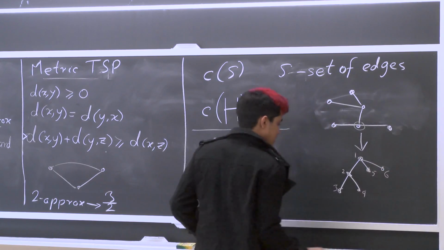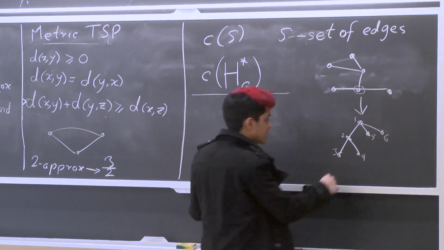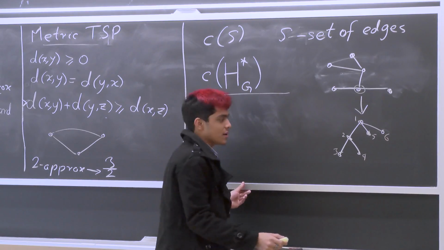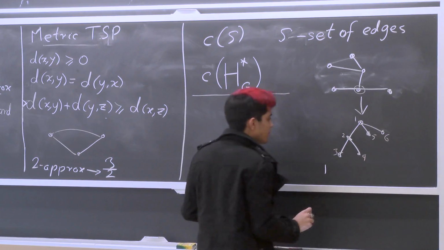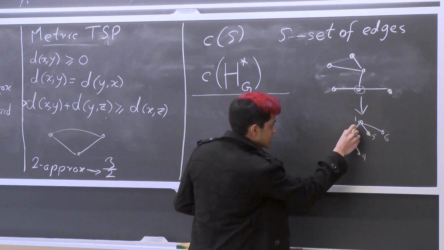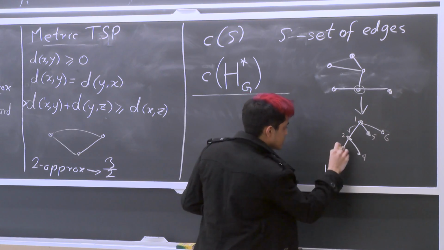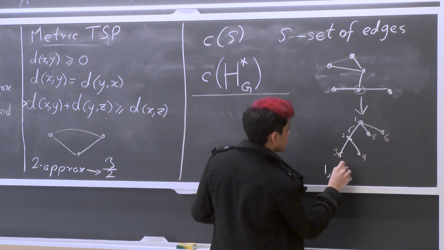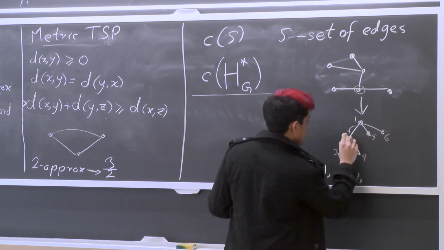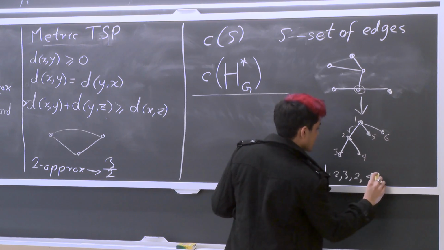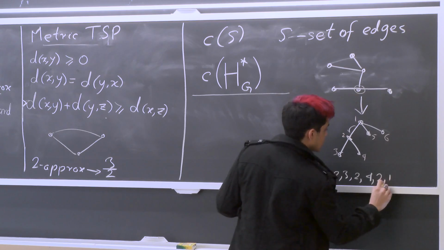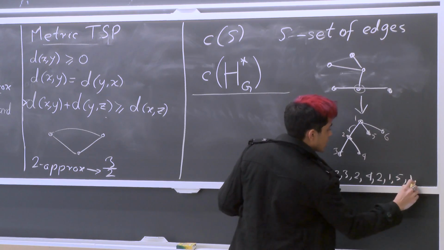So now what we're going to do is, the way we're going to traverse all the vertices, let's just do a DFS. So in DFS traversal, you'll first see 1, then you'll go down and see 2, then go down and see 3, then you'll go back up, see 2 again, then go back down, see 4, go back up, see 2, 1, 5, 1, 6.